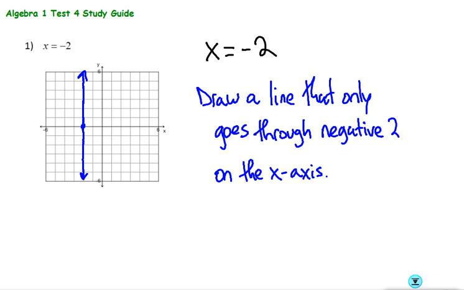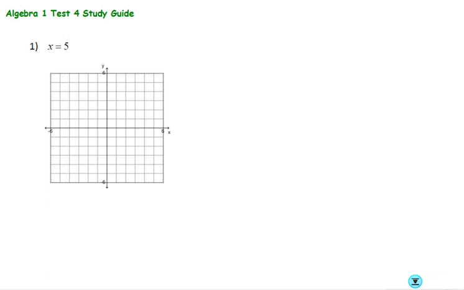Okay, well, let's see what you got for number 1 on the right side. This one says x equals 5. So x equals 5 means draw a line that only goes through positive 5 on the x-axis. Again, here's x. 1, 2, 3, 4, 5. And there's positive 5 on the x-axis.